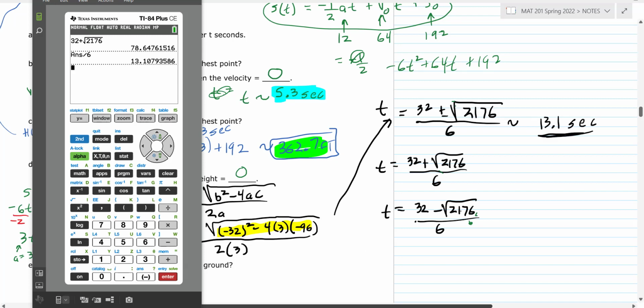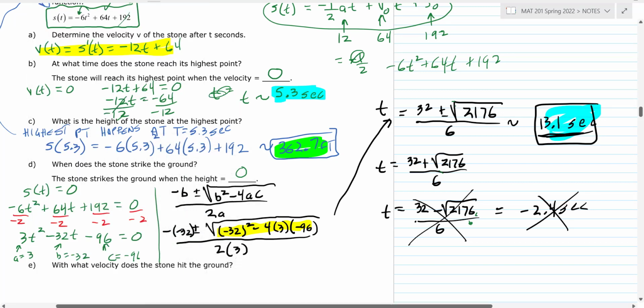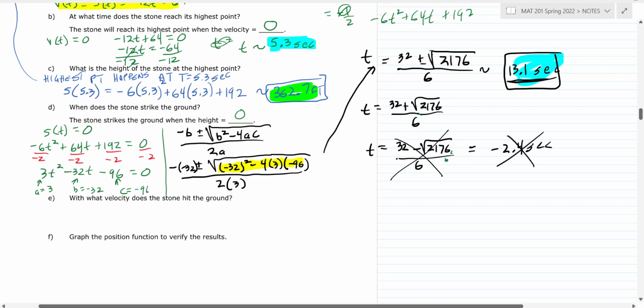And then if I do the next one, this is nonsense. I can see it gives a negative number. If you do 32 minus the square root of 2176, you get a negative number. Then if you divide that by 6, you get a negative number. You can't have a negative time, so that one gets thrown out. So this would be the answer to that problem. It takes 13.1 seconds for the stone to strike the ground.